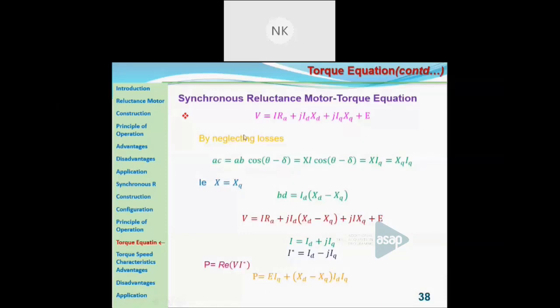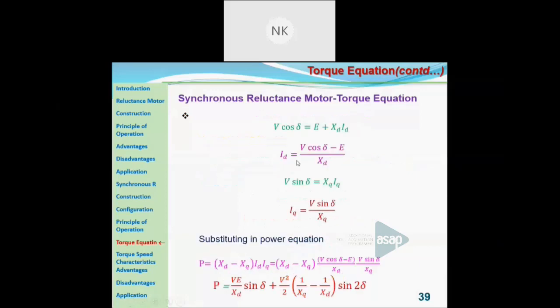If you neglect the losses, AC will be equal to this one. You can equate X to the hypotenuse, which is equal to the Xq component. And if you equate, you will get IRa plus jI, this is the saliency factor, plus jIXq plus E will be there. And this is the voltage, and you have to take the current also. And if you take the real part of the voltage and the current conjugate to get the complex power, you can have the relation, that is if you take the real part, simply you have EIq plus (Xd minus Xq) into IdIq. And from that relation, you have to get Id and Iq.